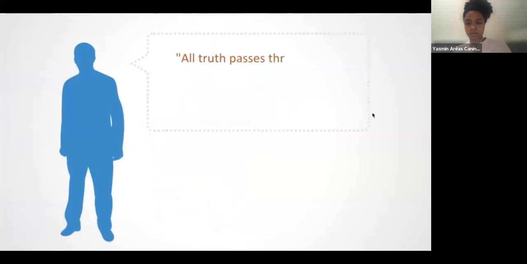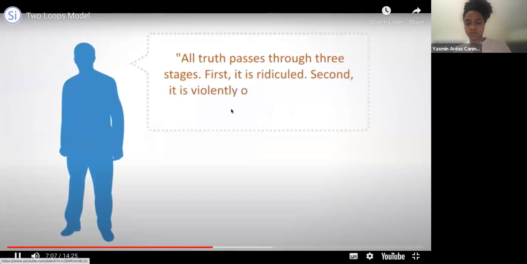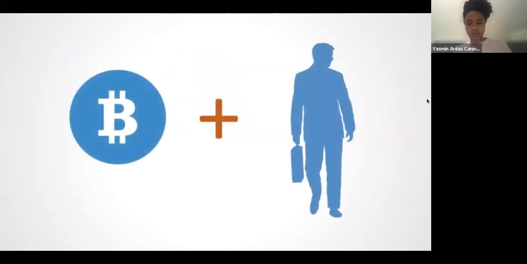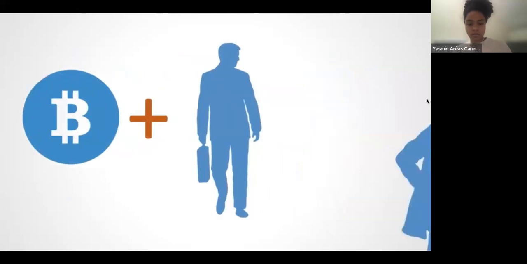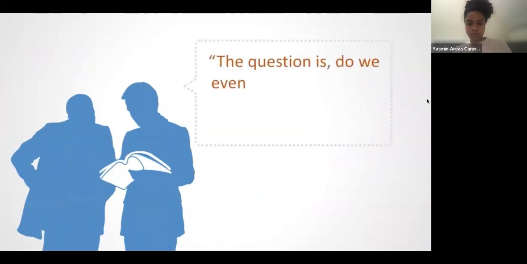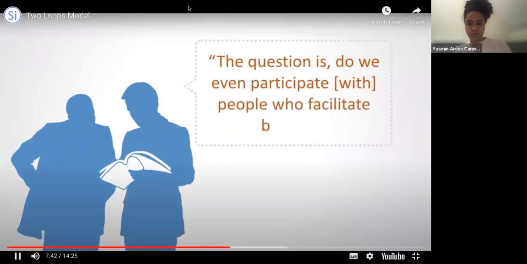As the German philosopher Arthur Schopenhauer describes it, all truth passes through three stages. First, it is ridiculed. Second, it is violently opposed. Third, it is accepted as being self-evident. One colorful illustration of this is Jamie Dimon, the CEO of JP Morgan, and his evolving relationship with the digital currency Bitcoin. In early 2014, Dimon started his career in Bitcoin commentary at the World Economic Forum, labeling the cryptocurrency a terrible store of value and suggesting that the Wall Street Bank would stay as far away as possible. As he said, the question is, do we even participate with people who facilitate Bitcoin?